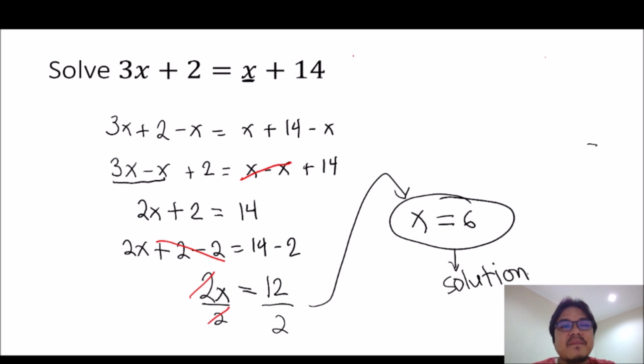Okay? So again, if there are unknowns on both sides of the equation, what you will do is to remove the unknown from one side of the equation. You may choose to remove the unknown on the left side or on the right side of the equation. As long as you are applying the inverse operation and also maintaining the balance of the equation, it doesn't matter if you remove the unknown from the right-hand side or from the left-hand side.